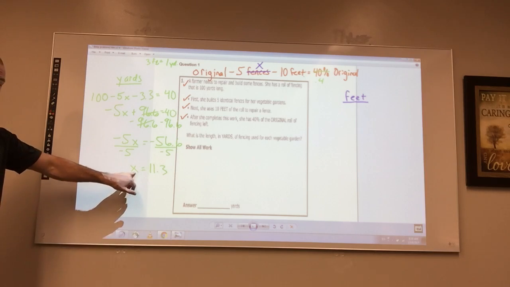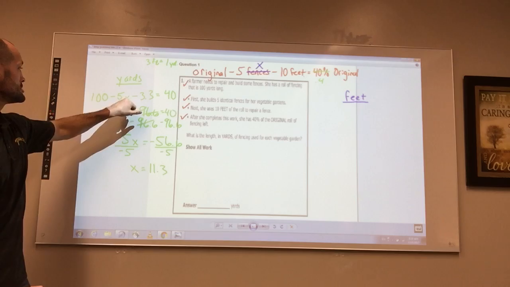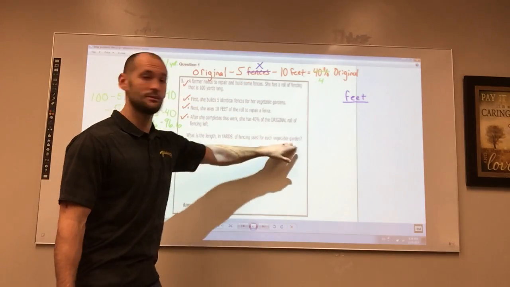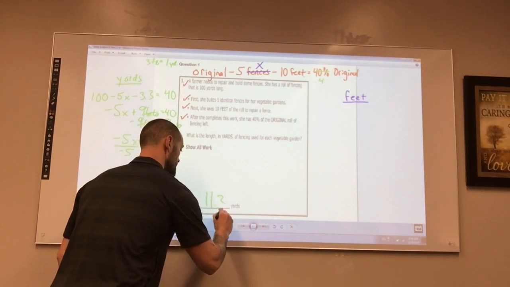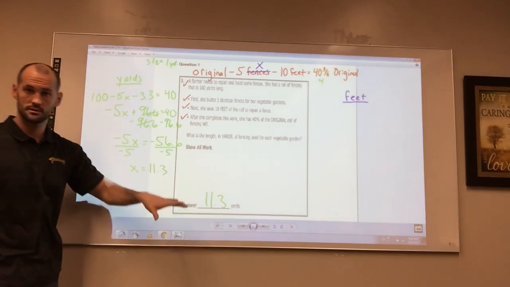And what does x represent? Always make sure you know what your variable is representing. X was next to the 5, which means it's how long each fence is, and that's exactly what they wanted to know. It is 11.3 yards. And we know that to be true because remember, this is our equation when you're using yards.